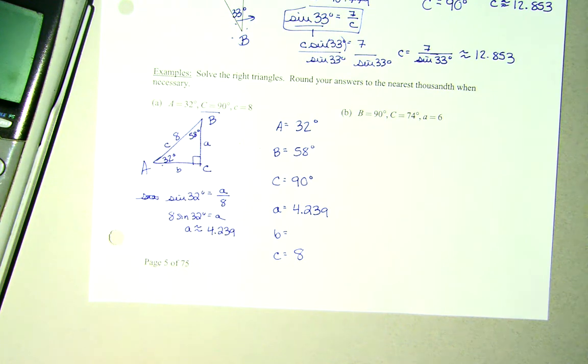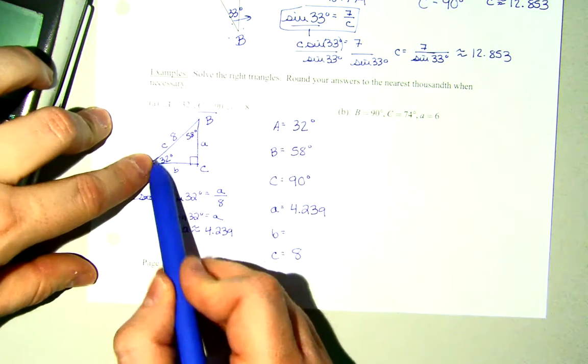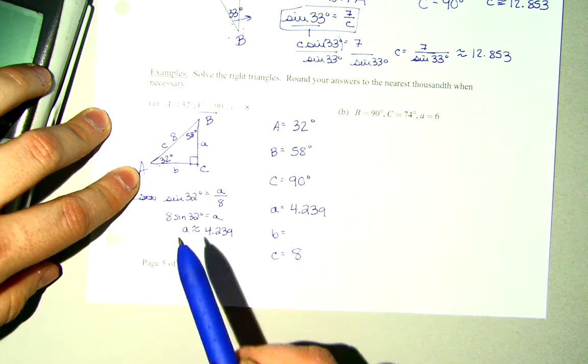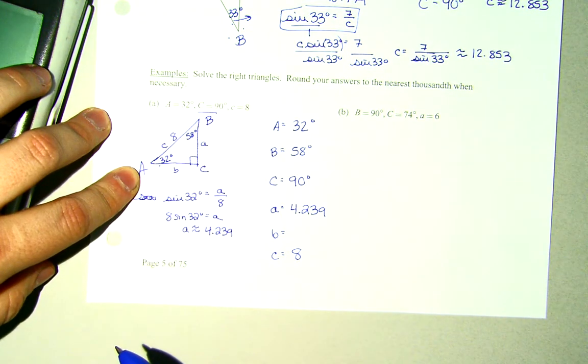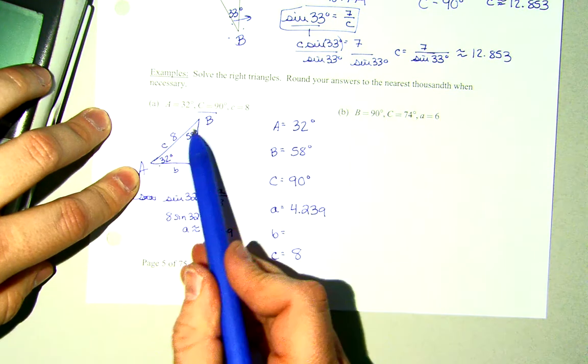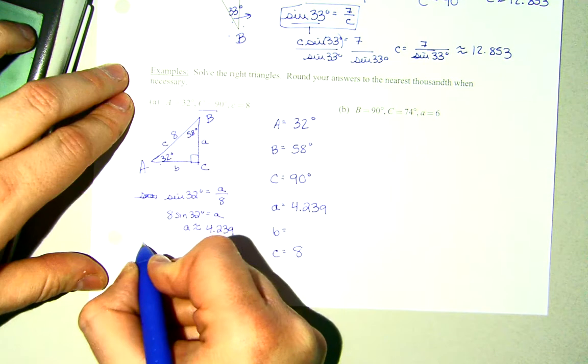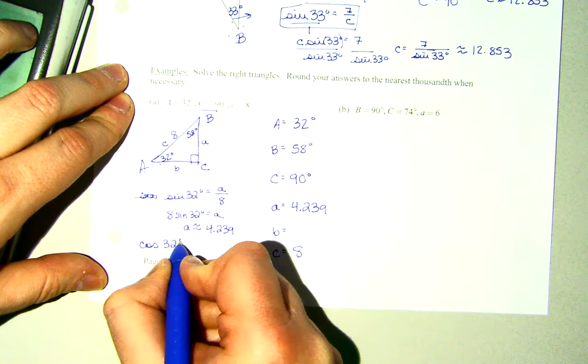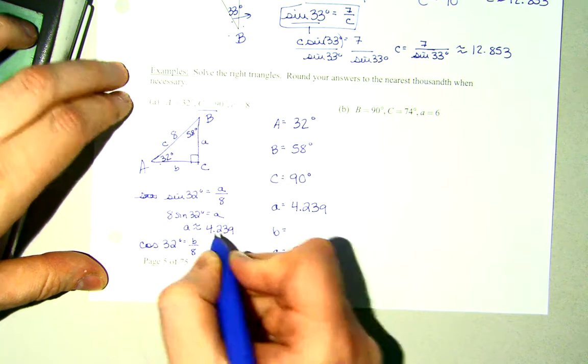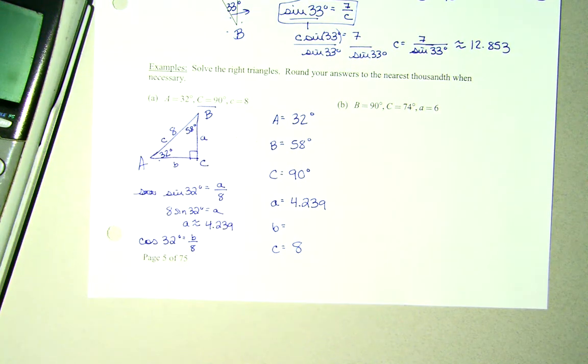Dawson, do you have little b? What angle did you use? Okay. If you're going to use 32, what's little b? Opposite, adjacent, or hypotenuse? Adjacent. And what is that 8 that we have? Hypotenuse. So what are you going to use? Cosine. We're going to say that the cosine of 32 degrees equals little b over 8.